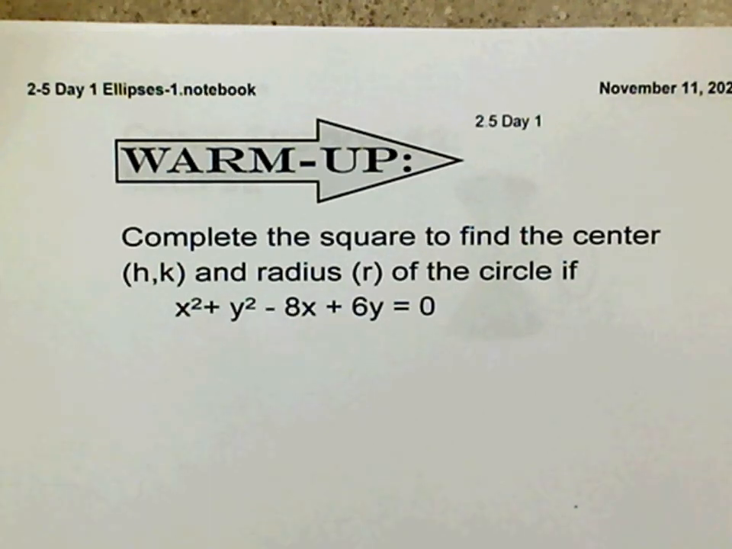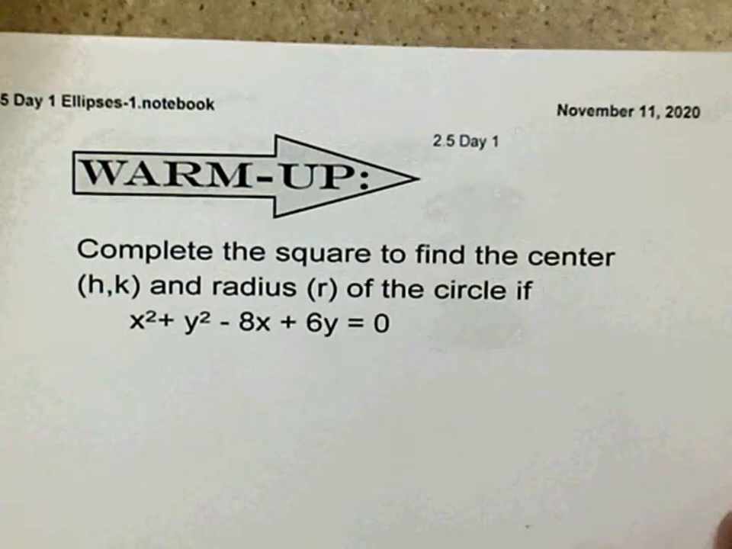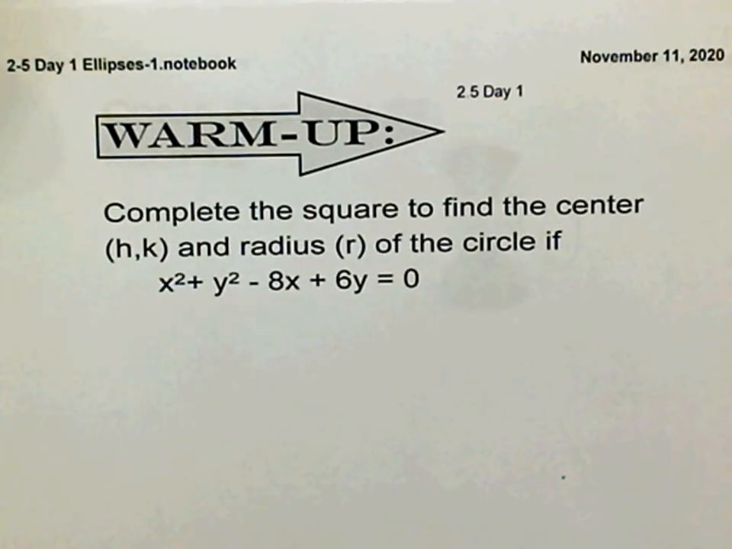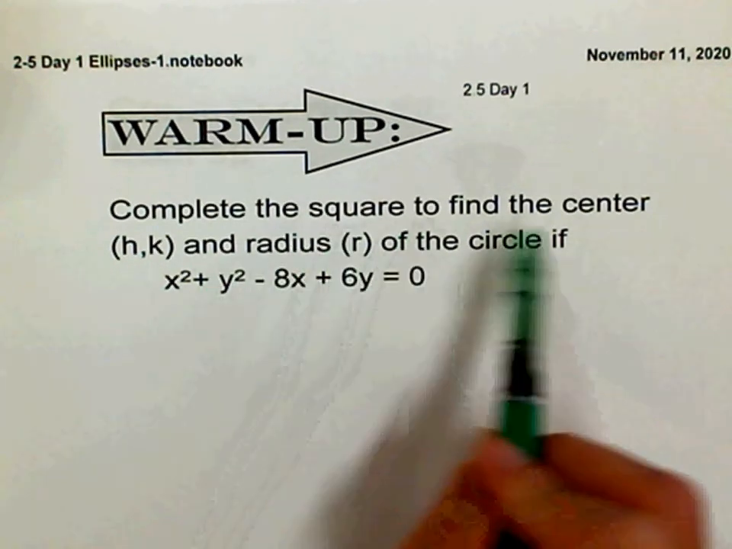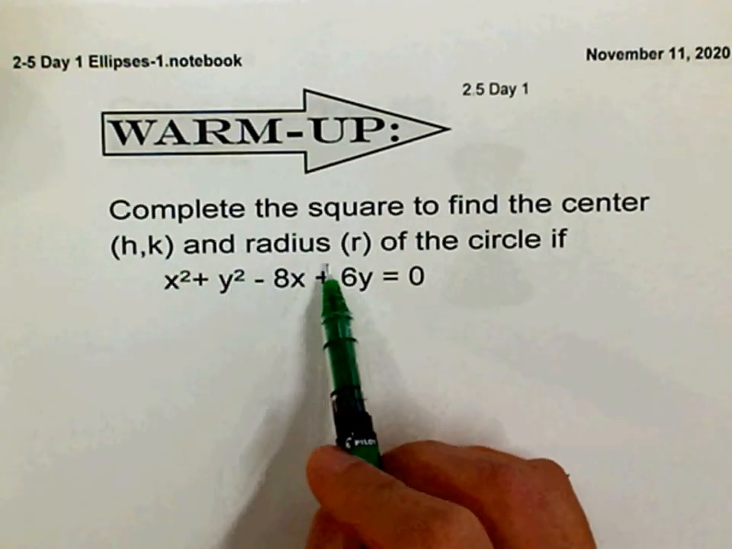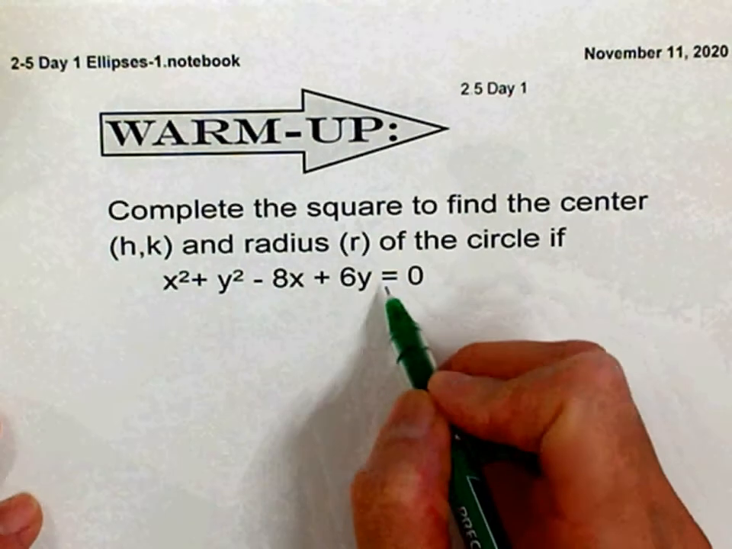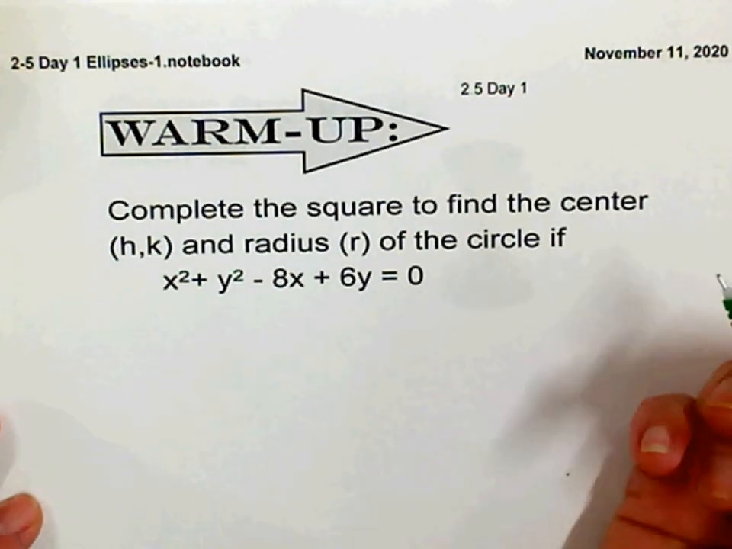So let's go ahead and do our warm-up for today, and here's our warm-up, okay? It says, complete the square to find the center, h, k, and the radius of the circle if you have the following equation. Now notice you don't have a constant here, so it's just a 0.